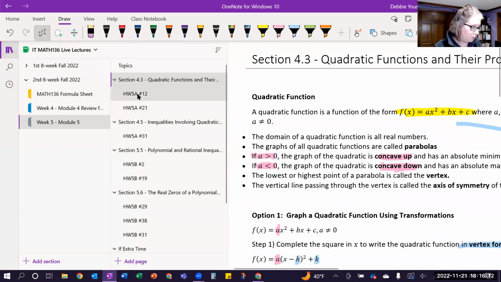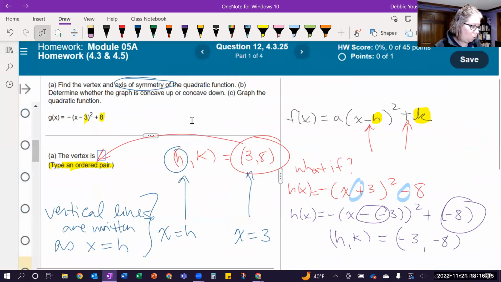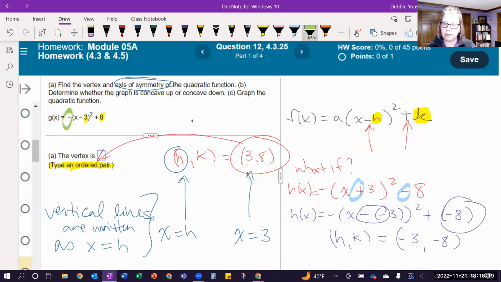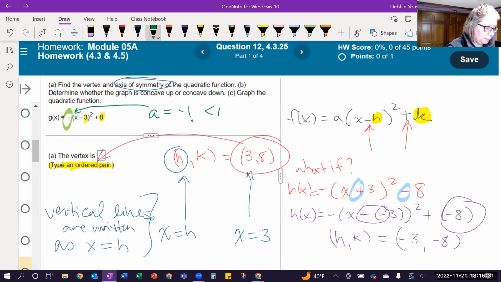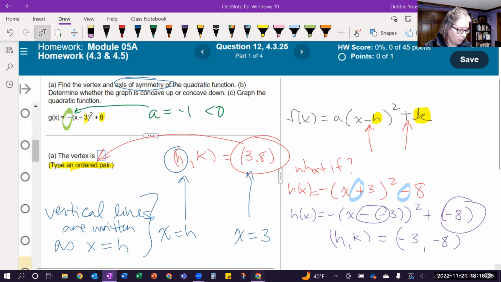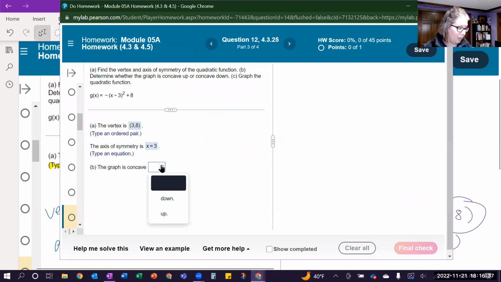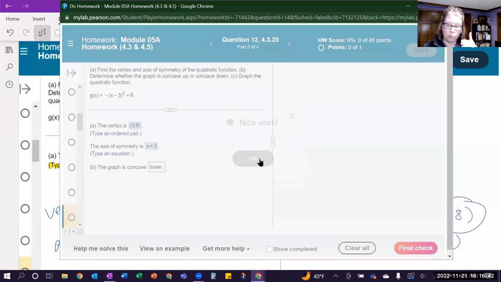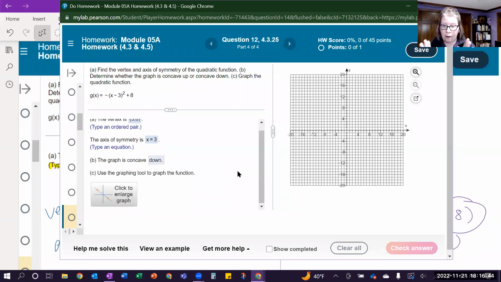So for our problem, we had just a negative sign in front. Well, that negative sign actually means a -1. So that means A is -1, which is less than 0. Therefore, this should be concave down. So if I go back to the problem, I should be able to choose down from the toggle and do a final check with that. And we're good. Now we get to the graphing part.